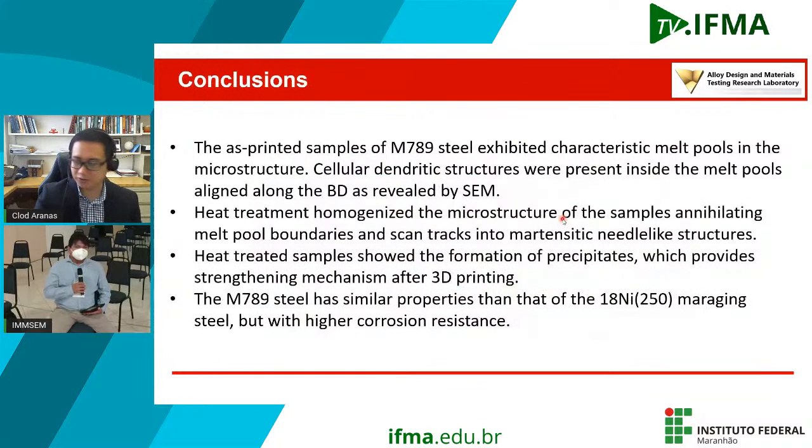Okay. And these are the conclusions of this work. So the first is the as-printed samples of M789 exhibited characteristic melt pools in the microstructure. Cellular dendritic structures were present inside the melt pools aligned along building direction as revealed by SEM. Como conclusão, a primeira conclusão é que a amostra como impressa tem algumas características como poça de fusão na microestrutura, ou seja, a estrutura dendrítica também, alinhada com a direção de construção da amostra. Isso foi revelado pela microscopia eletrônica de varredura.